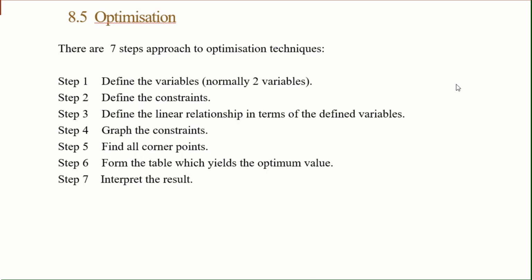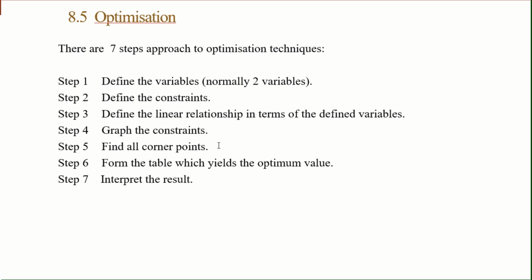Alright, so moving on from linear inequalities, now we have optimization. Optimization is actually the most important part of chapter 8, where you have already learned how to draw your lines, shade the region of interest and find the corner points. Thereafter, we are going to use the corner points to yield the optimum value, which we're going to look at in step 6 and 7. So step 1 to step 5 basically shouldn't be a problem.